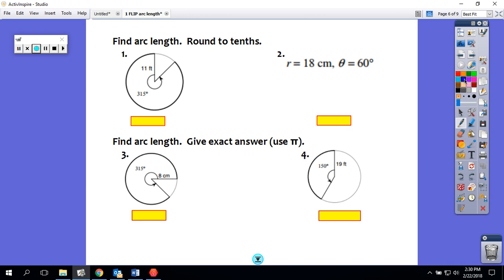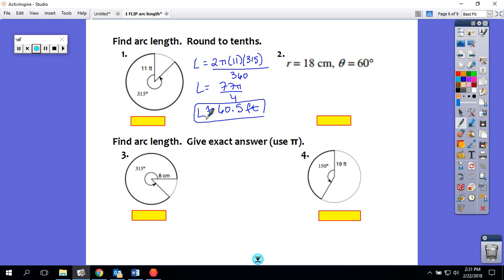Alright, so for our arc length here for this first one, the arc we're trying to find is the bold one. So our arc length is going to be 2 times pi times 11 times our arc measure, which is 315 over 360. And then we can just punch that in the calculator. So 77 pi over 4, and the directions said to round to the nearest tenth. So our arc length would be 60.47. That would round to 60.5 feet.